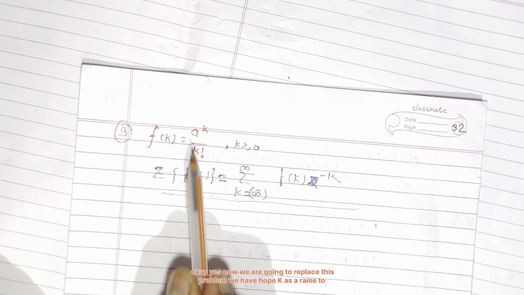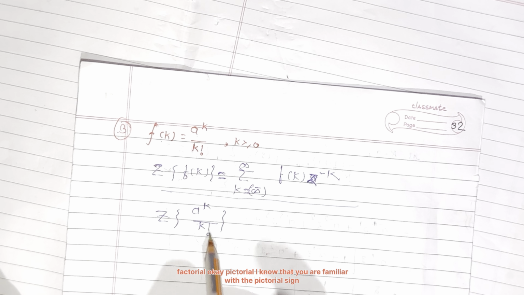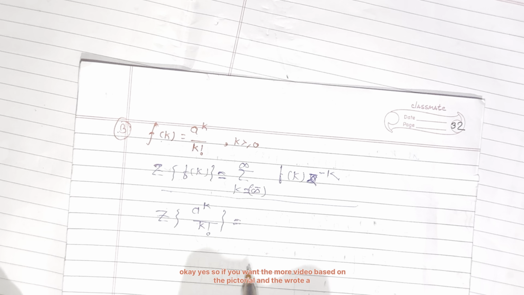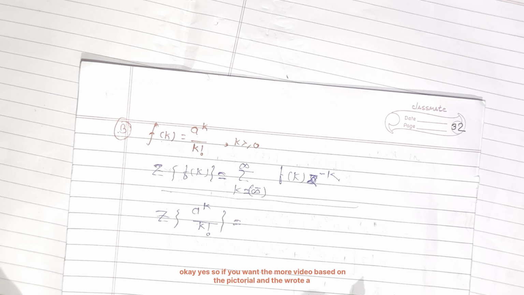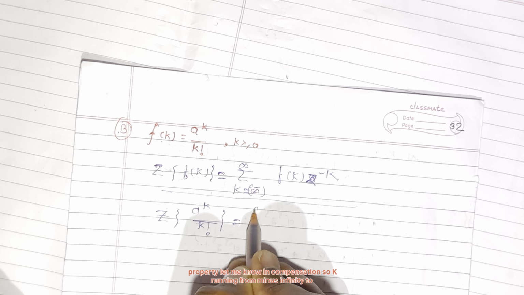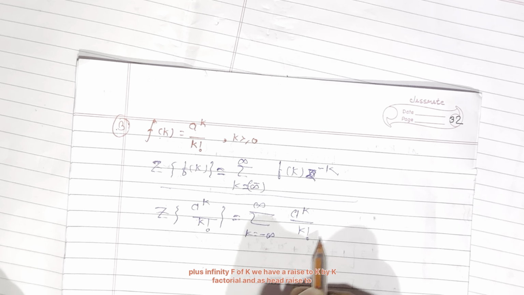Now we are going to replace this f of k with a raised to k by k factorial. So I'm going to write Z of a raised to k divided by k factorial. I know that you are all familiar with the factorial sign. If you want more videos on factorials and their properties, let me know in the comment section. So, the sum over k from minus infinity to plus infinity of a raised to k by k factorial and z raised to minus k.